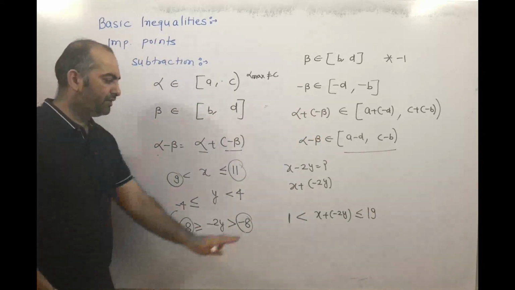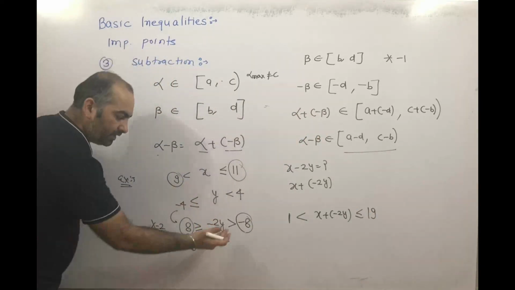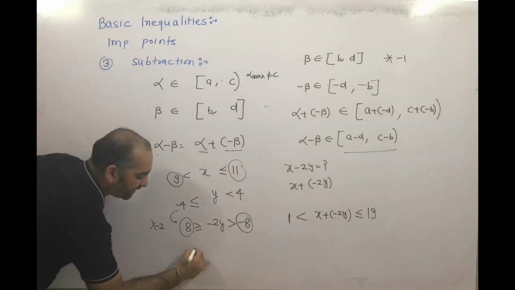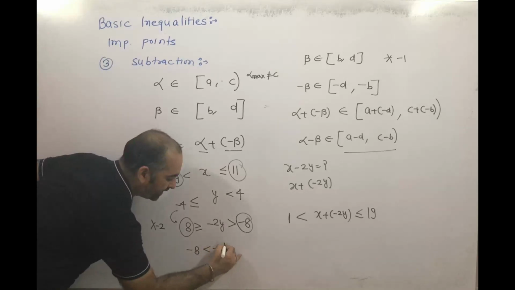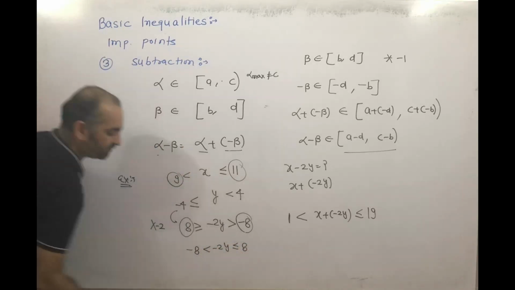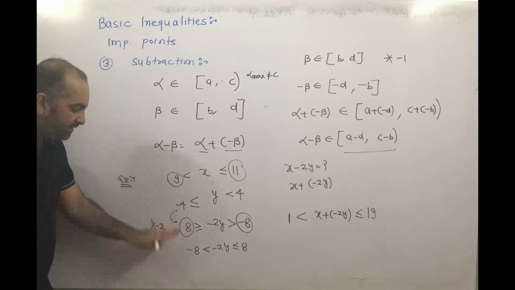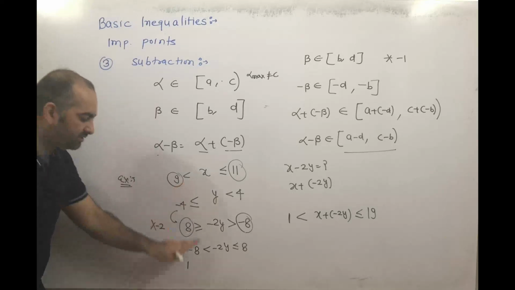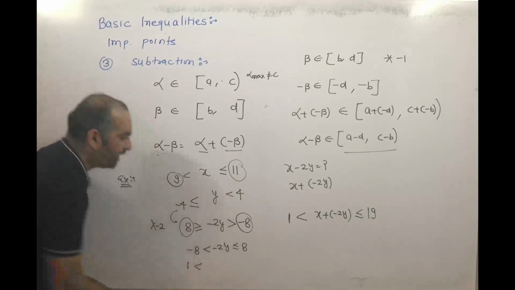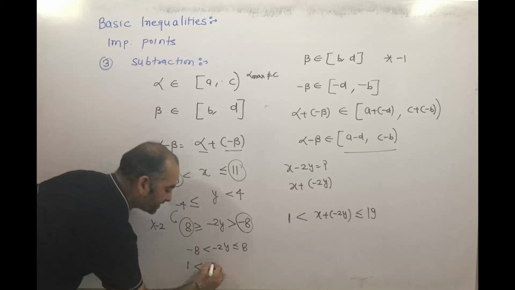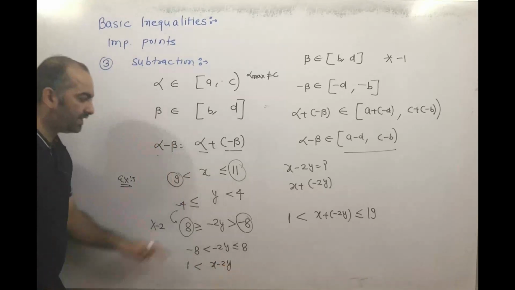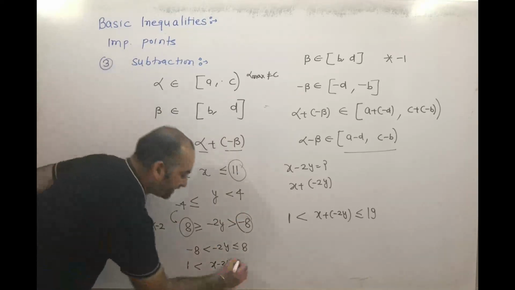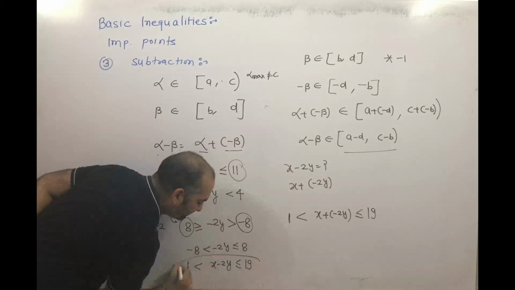If you are feeling difficulty, there is a very simple way. We can write minus 8 is less than minus 2y is less than or equal to 8. Then directly we can add 9 plus minus 8, which is 1. This is less than, and this is also less than, so only the less than sign will come for x minus 2y. This is less than or equal to 8, so 11 plus 8 is 19, and less than or equal to 19 will come. Like that we can find it directly.